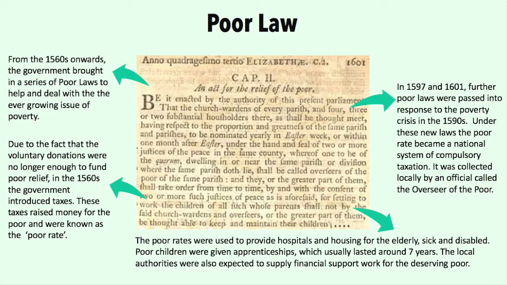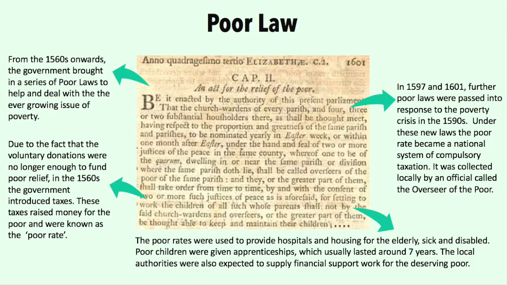It was collected locally by an official called the Overseer of the Poor. The poor rates were used to provide hospitals and housing for the elderly, sick and disabled. Poor children were given apprenticeships, which usually lasted around 7 years. The local authorities were also expected to supply financial support to workers and the deserving poor.